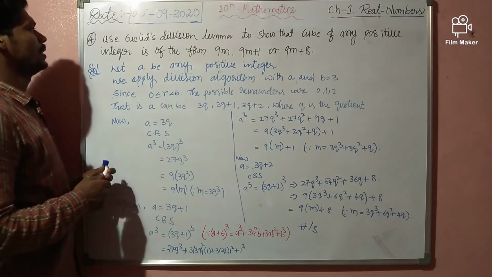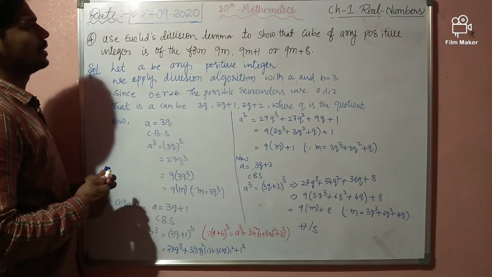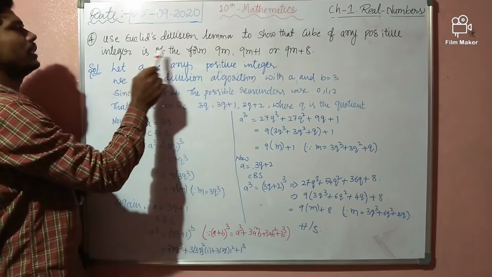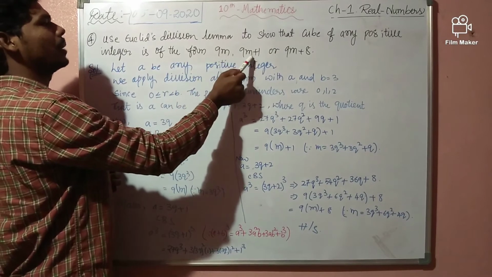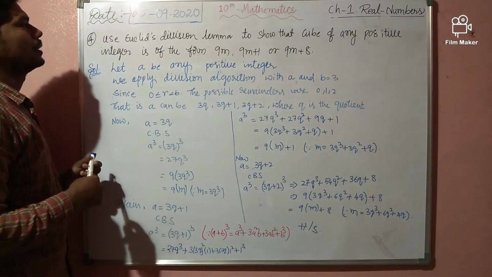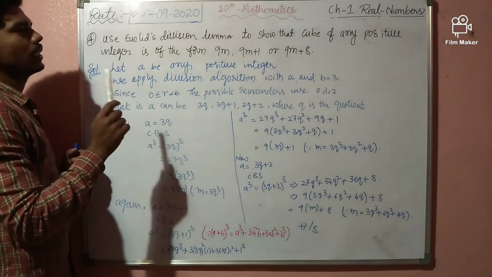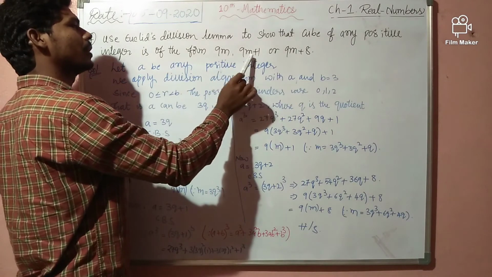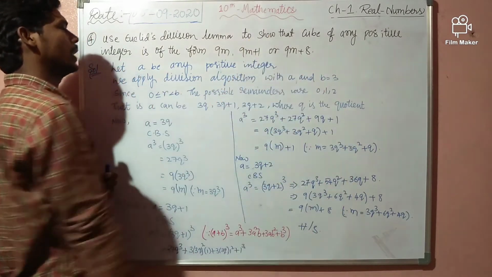Our next problem is: use Euclid's division lemma to show that the cube of any positive integer is of the form 9m, 9m plus 1 or 9m plus 8. This is our problem. Take any positive integer, take its cube, and you have to write it in the form of 9m, 9m plus 1 or 9m plus 8.